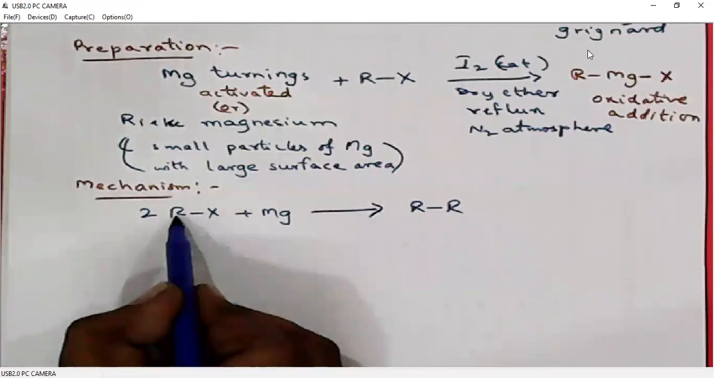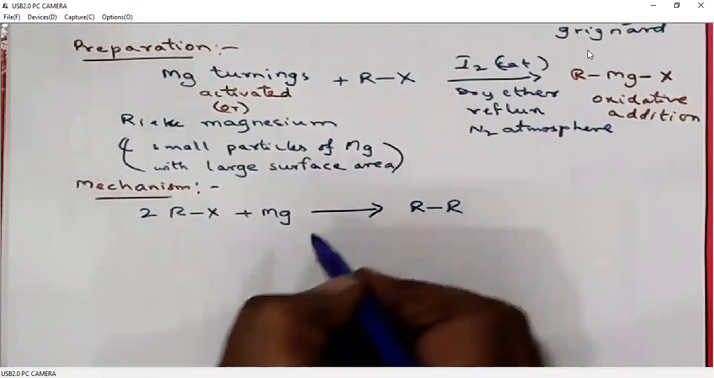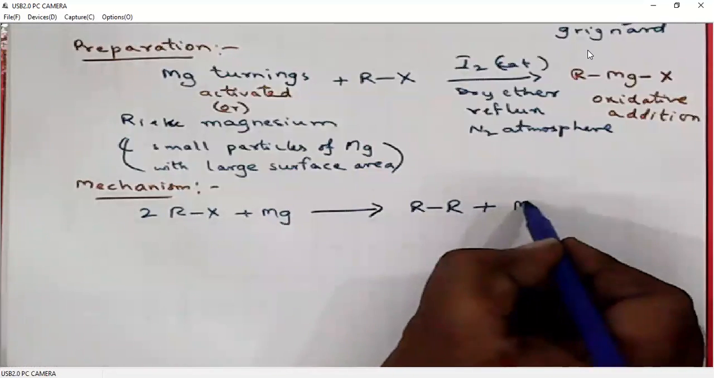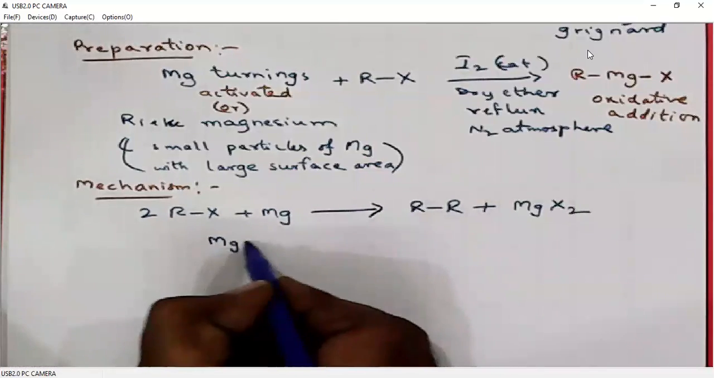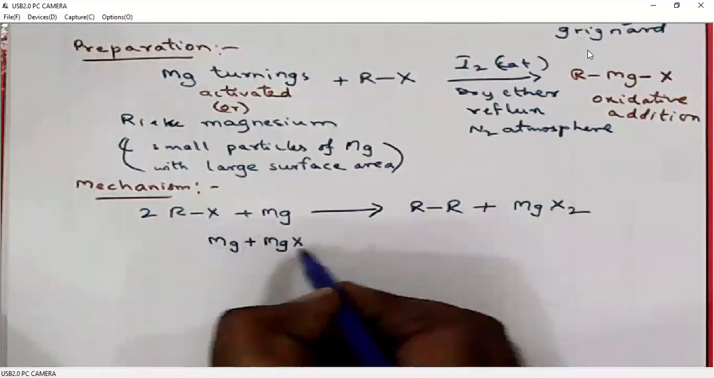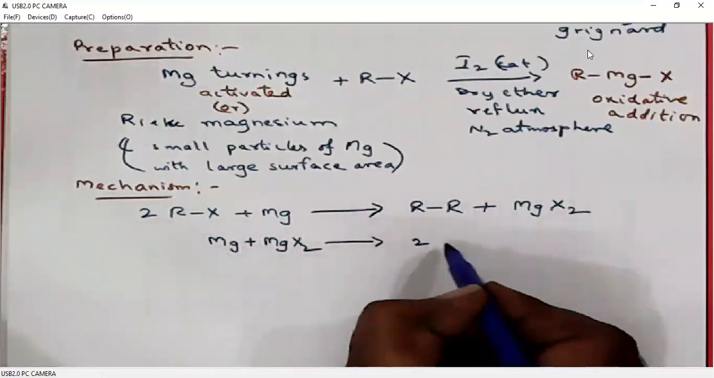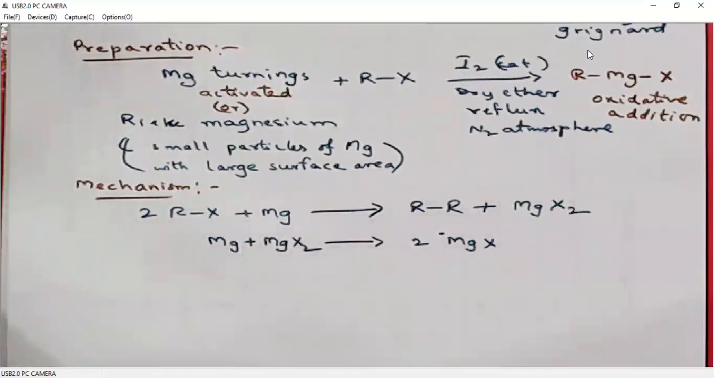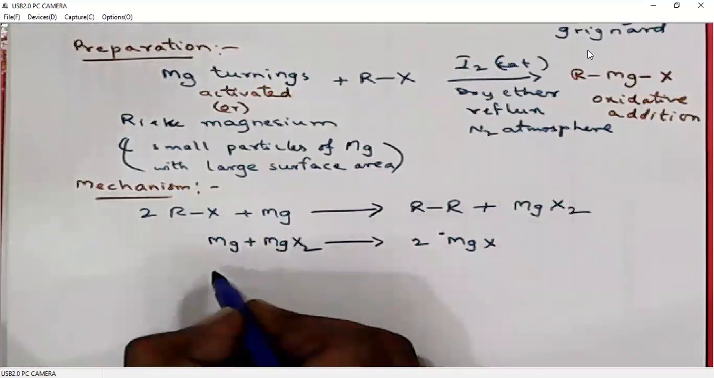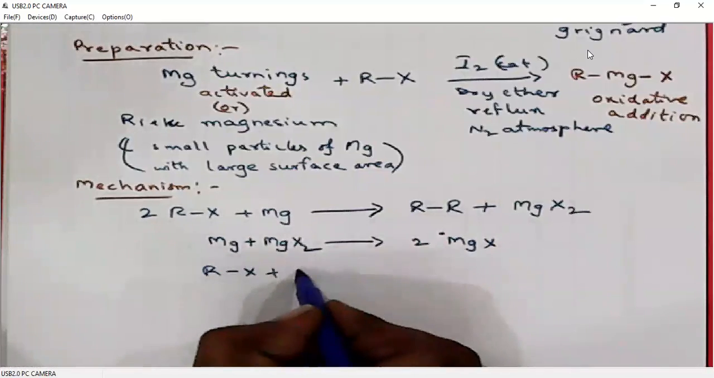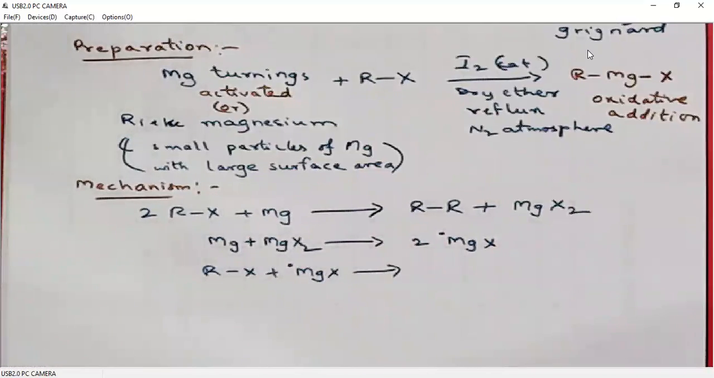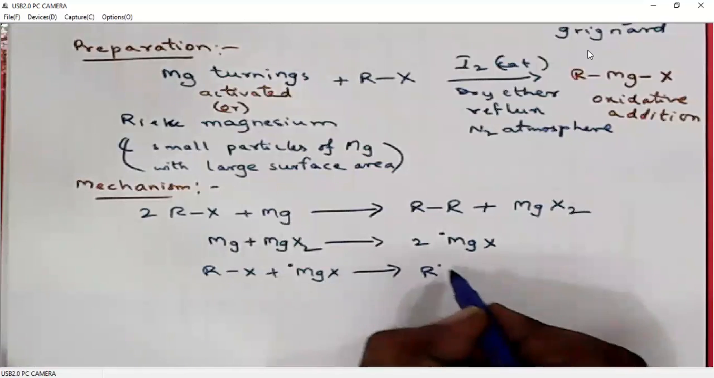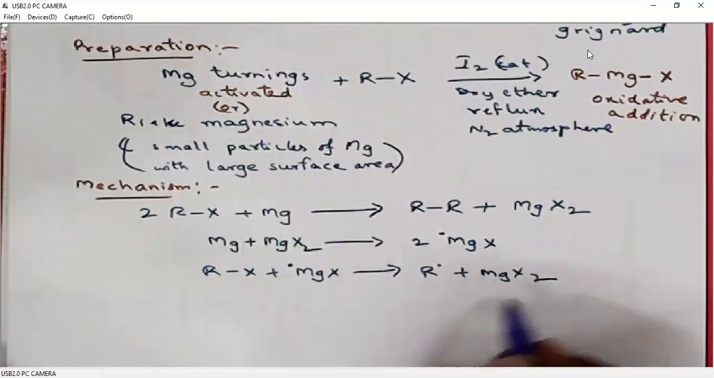One alkyl halide becomes R minus. This will undergo nucleophilic substitution with another alkyl halide. So it is the dimerization process, giving MgX2. This MgX2 will further react with magnesium to generate two MgX radicals. This MgX radical will further react with alkyl halide to generate an R radical and again MgX2.